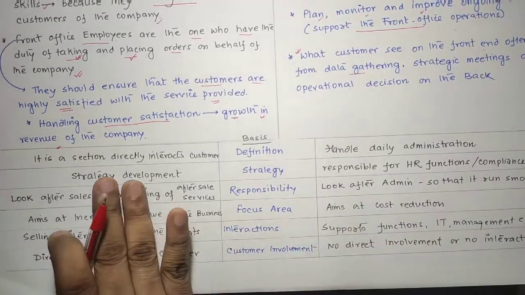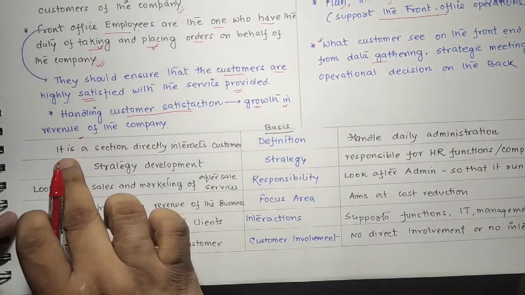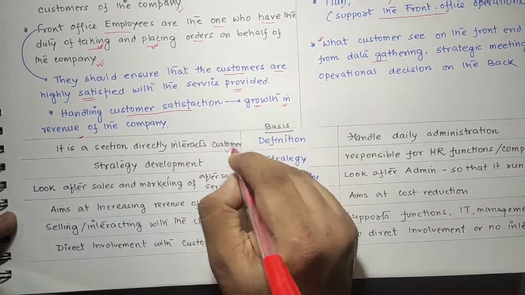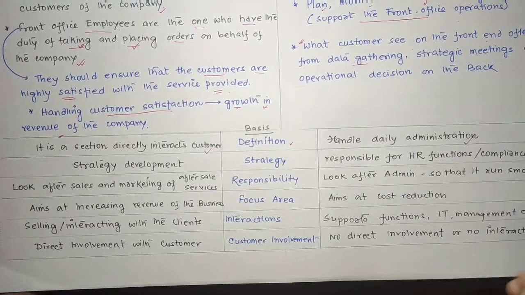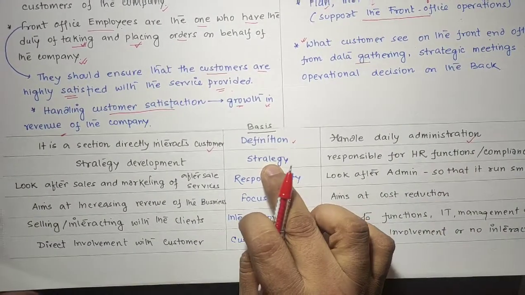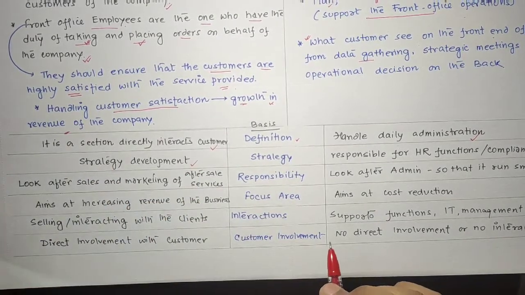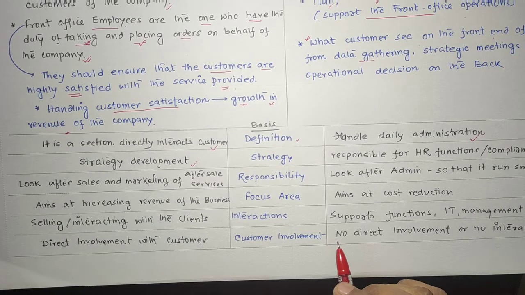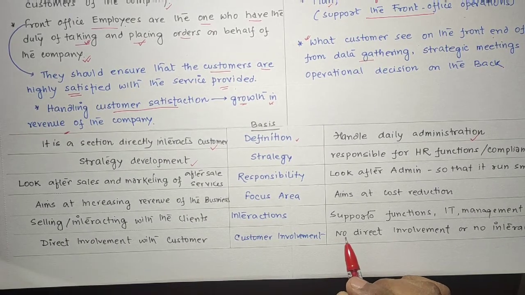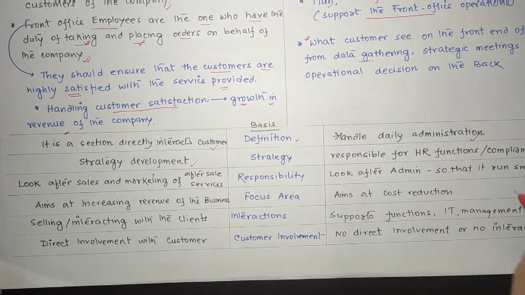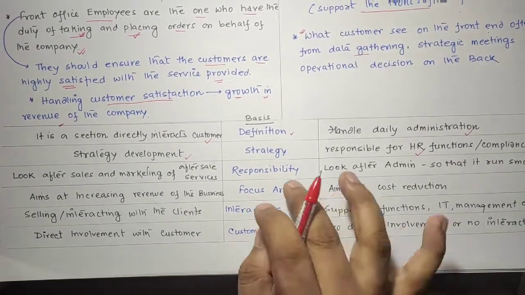So here we have the differences between front office and back office. These are the basis for differentiation. If we go for the front office, this section directly interacts with the customer. And this department, back office, they handle the administration. When it comes to strategy, front office, they are strategically developed. They develop the strategy because they interact with the customer. And while interacting with the customer, they can develop the strategy on how to meet the problems and the solutions for the customers. But when it comes to human resources, they are responsible for the HR operations.